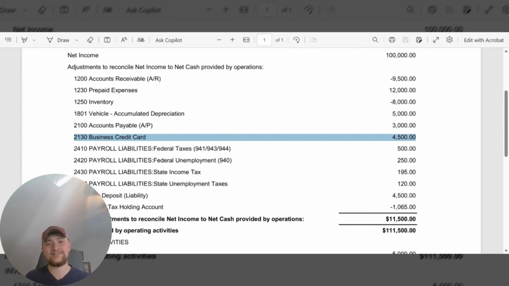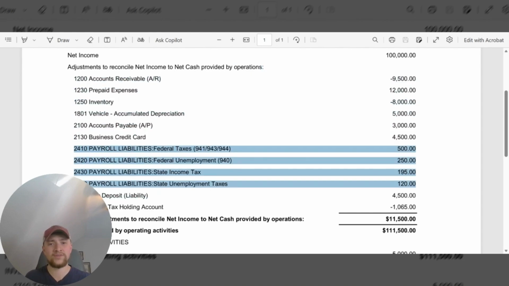Payroll liabilities, same idea. And QuickBooks just recently, probably like a year ago, I think, added this QuickBooks tax holding account. But you've got your payroll liabilities, so let's take a look at all of them. These are liabilities that you've not actually paid yet. Maybe they're due on a monthly basis, maybe quarterly or annual basis. And you've not actually paid these taxes for payroll yet.